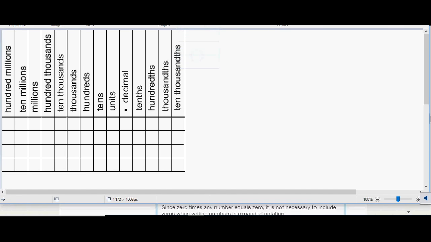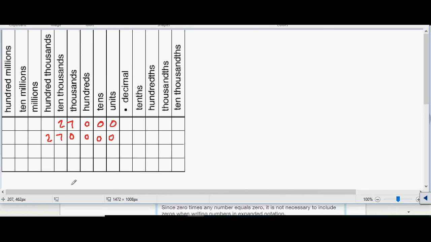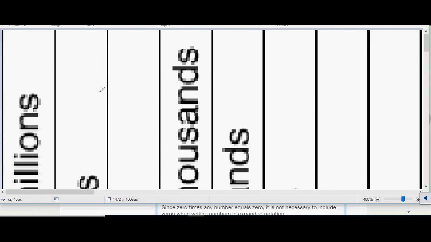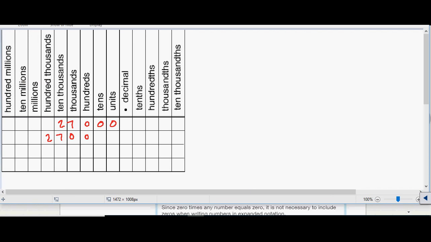If I fill in these two numbers, the car was 27,000 and the house 270,000. I look at my furthest left digit, and then what place value is it in? It's in the hundred thousands for the house and the 10,000s for the car.